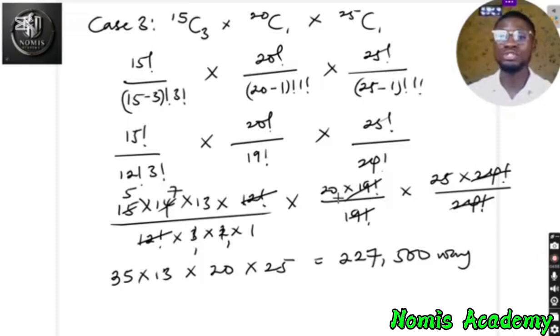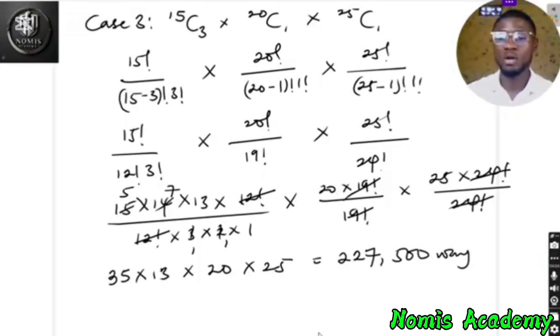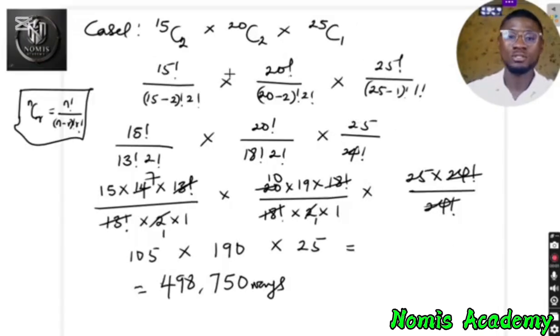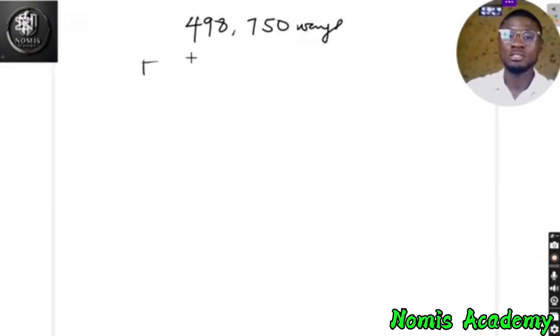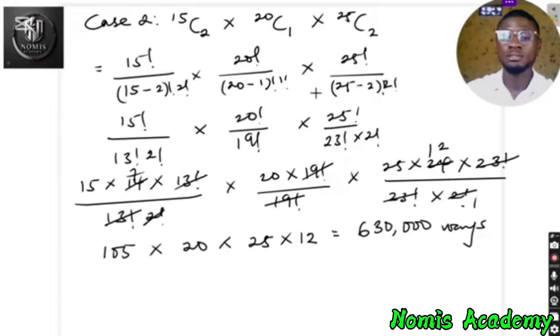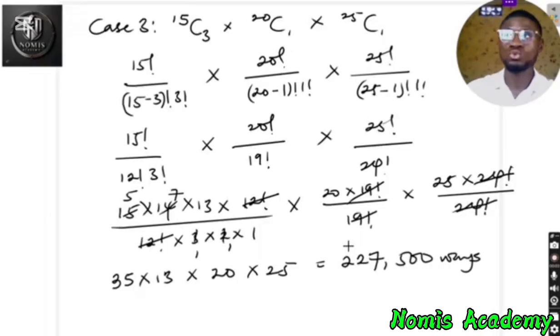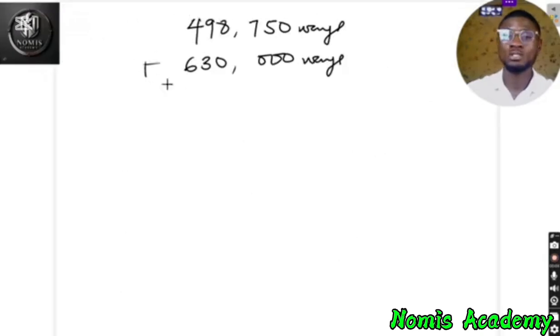So lastly, what I would do is to find the ways by which the selection can be made for the university to form the committee that we are asked to form. So let's get the sum of the three cases. The first case is 498,750. So let's put that down. 498,750 ways. So that will be plus 630,000, that's the second case. And then the last case is 227,500.